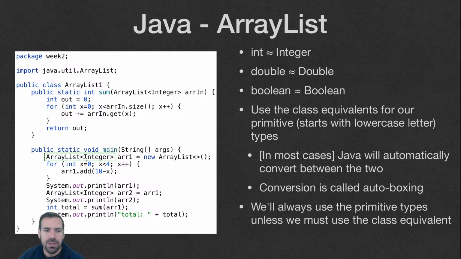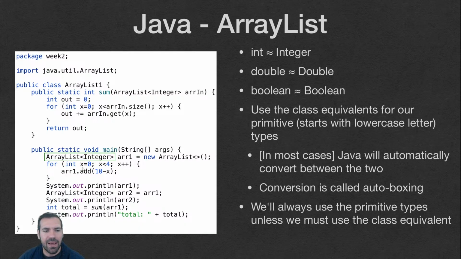So array lists and all our data structures can only have class types, so we have to use these class type versions of our primitive types. So capital I Integer, capital D Double, capital B Boolean, these are different types than their primitive counterparts. So we can have an ArrayList of capital I Integer, but we cannot have an ArrayList of lowercase I ints. Doesn't work.